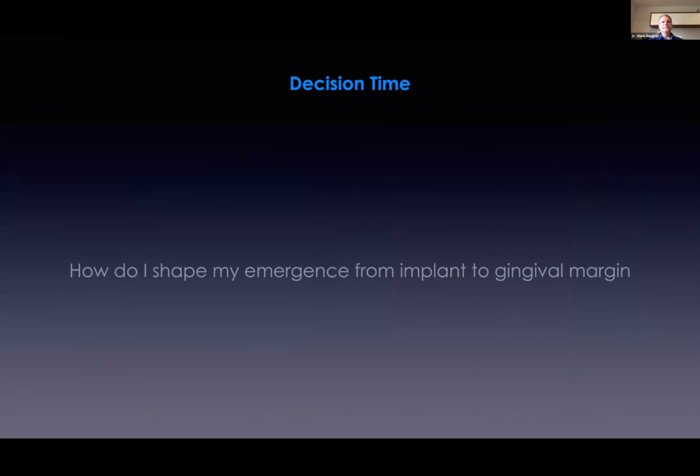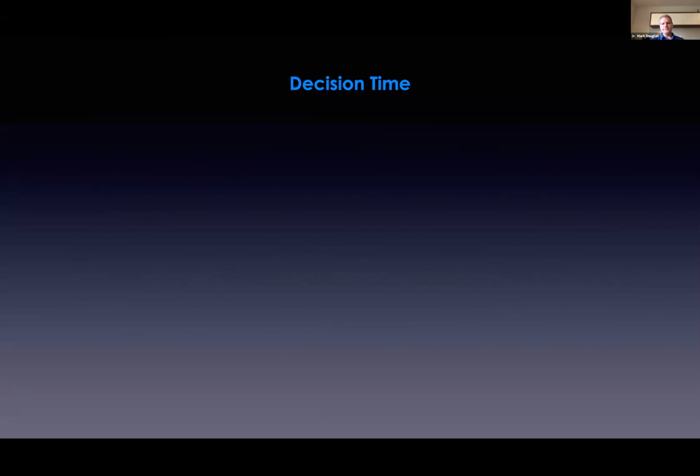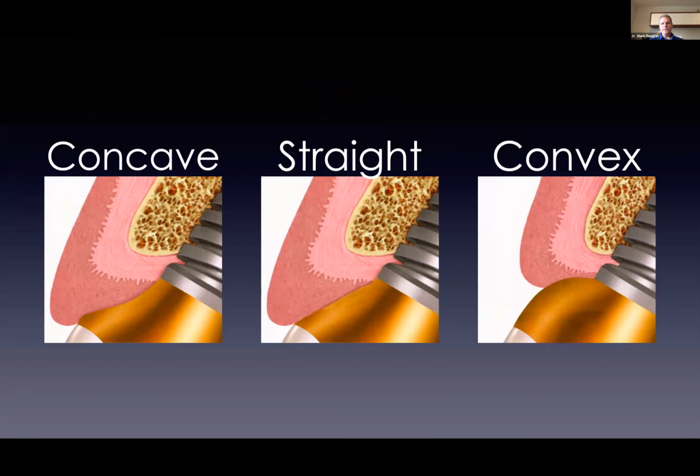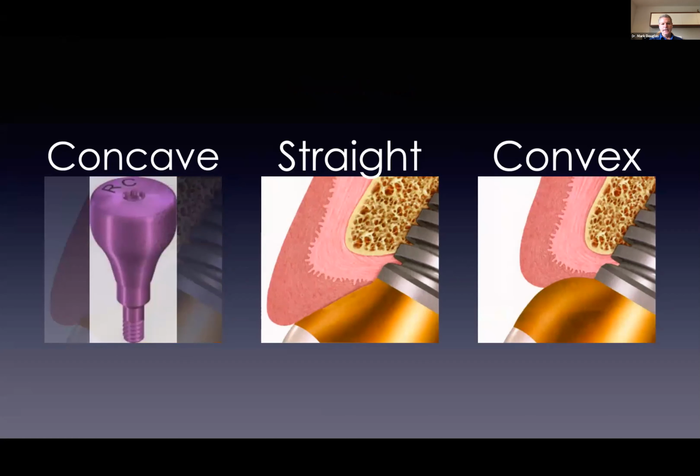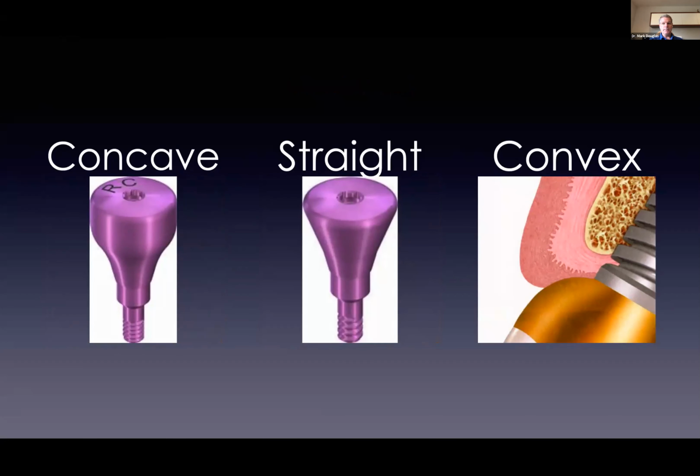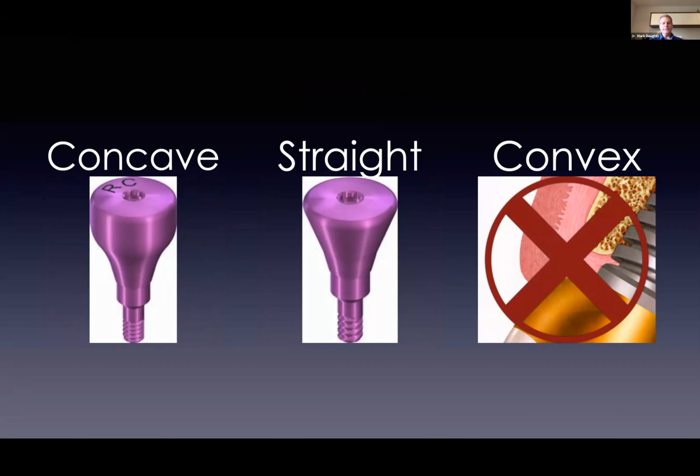So how do I shape my emergence profile from the gingival margin down to the margin on the shoulder on my temporary abutment? I've got 3 choices: concave, straight, or convex. Concave is represented. Some manufacturers produce concave stock abutments. Some produce straight stock abutments. Nobody produces a convex abutment.